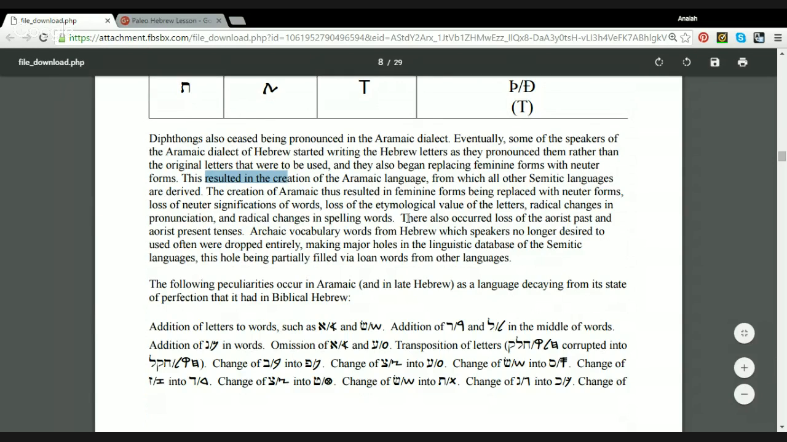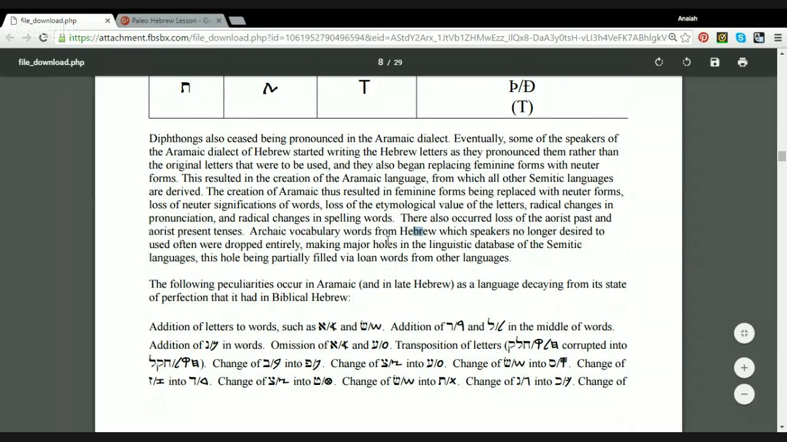That's a theory of mine. I have a theory that this once existed. So then I say, archaic vocabulary words from Hebrew, which speakers no longer desire to use, I should correct that, often were dropped entirely.